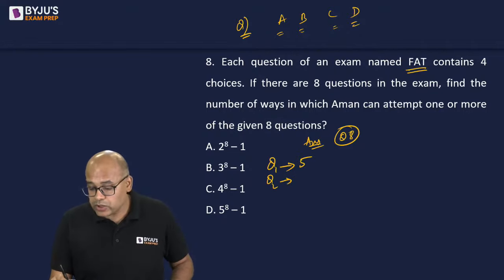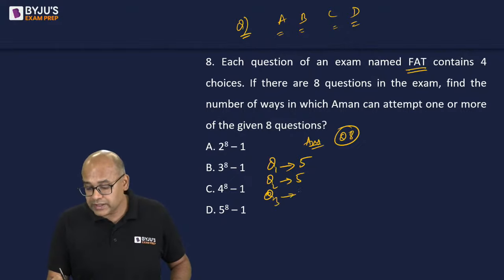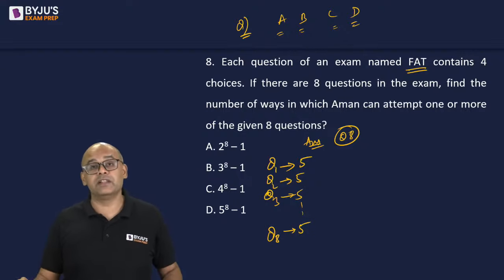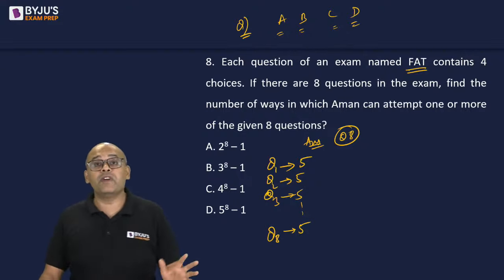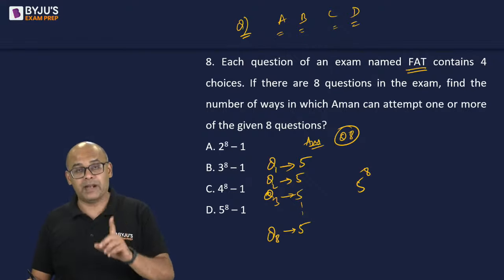Second question can also be answered in 5 ways. Third question can also be answered in 5 ways. Like this, 8 questions. 8th question can also be answered in 5 ways. So total number of ways in which I can answer the question paper is 5 power 8. But there is a problem here.